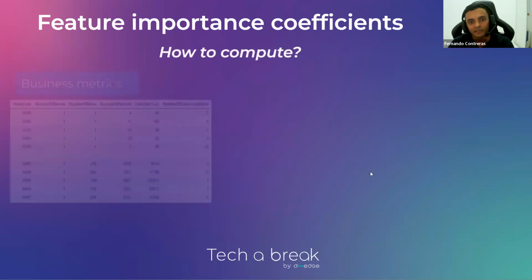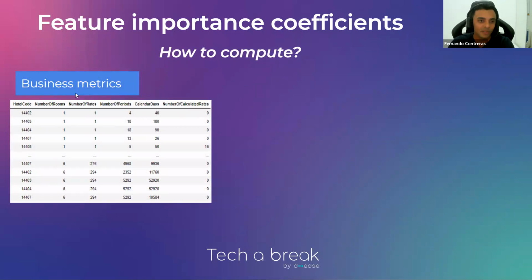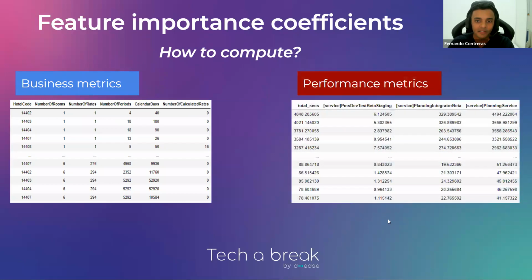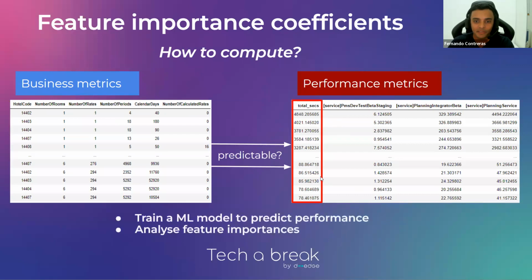So how do we do that? If we go back to the business metrics that we had collected in the form of CSV, and then we put together in a row all the performance metrics collected from the traces, then these performance metrics might become predictable. If you train a machine learning model to do regression of these variables from the features that you have at your left, then the coefficients learned by this machine learning model will actually be the feature importance coefficients that we are looking for.